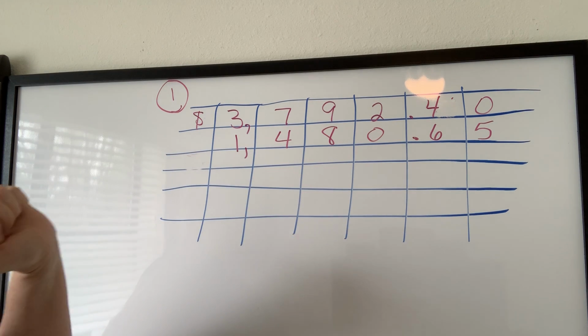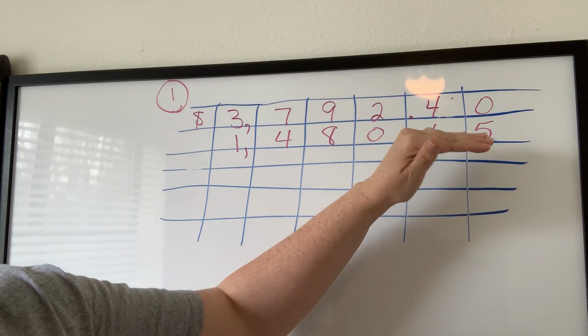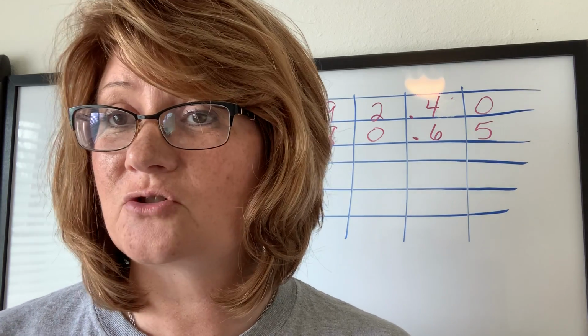And then I have another bill for $1,480.65. Now, I only want to write one check. So how am I going to know how much to write that check for?